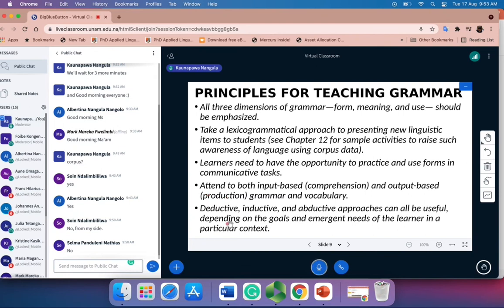All right. So both understanding, comprehension, and also production. Deductive, inductive, and abductive approaches can also be useful depending on the goals and the emergent needs of the learner in a particular context. So you should use these approaches often, not just focusing on one, but mix them up. But then the determiner of when and how to use this is based on what your objective really is, and then the need of the students. But don't just use one. So mix them up when you're teaching.